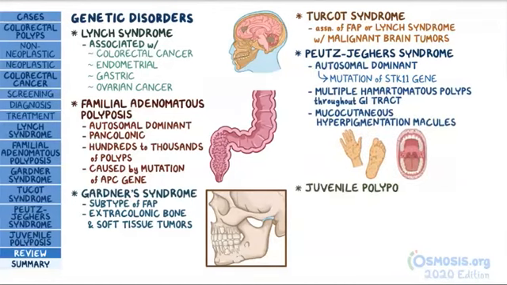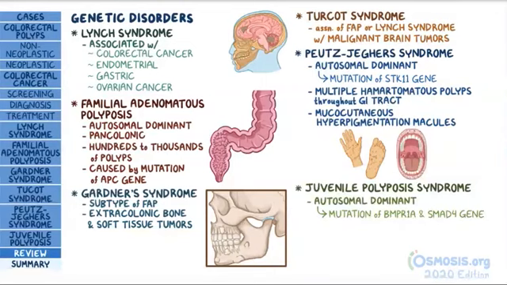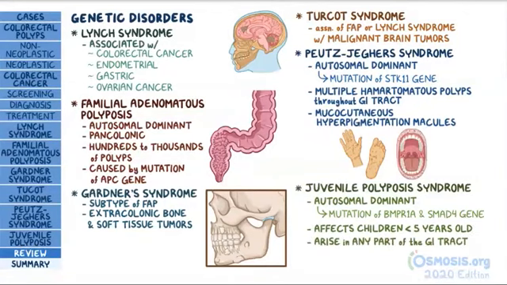Finally, in juvenile polyposis syndrome, there are mutations in BMPR1A and SMAD4 genes, which can be inherited in an autosomal dominant manner with incomplete penetrance, or they can be de novo mutations. Typically, juvenile polyposis syndrome affects children younger than 5 years old, and these polyps can arise in any part of the gastrointestinal tract, but the majority of them are found in the colon and rectum. Children with juvenile polyposis syndrome can present with hematochezia and iron deficiency anemia, but more importantly, they're at risk for developing colorectal cancer.